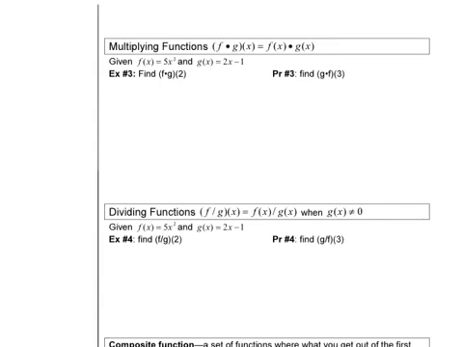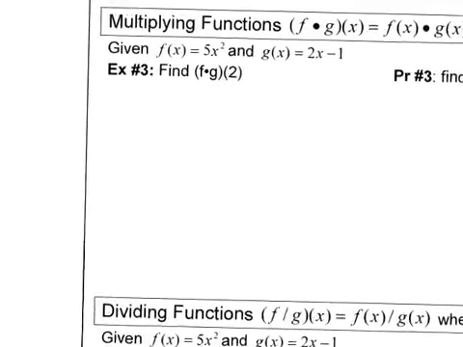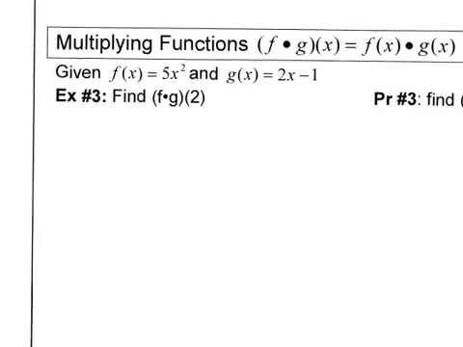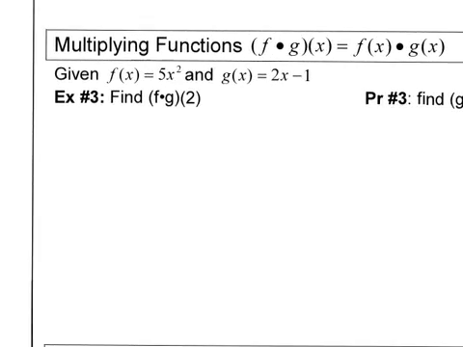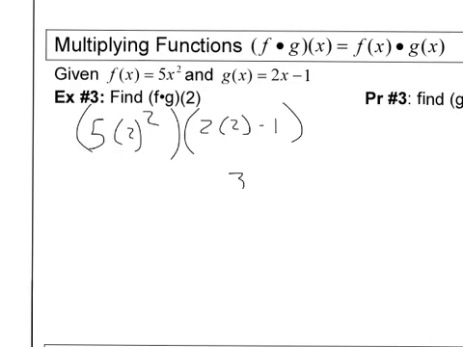Alright, so here now we're multiplying these things, just multiplying straight across. So let's do f of g of 2. Well, f is going to be 5 times 2 squared, which we already have done again. We're going to take that, we're going to multiply it by g of 2, which is 2 times 2 minus 1, which we've done before. We already know this is going to be 3. We already know this is going to be 20. So 20 times 3 is 60.